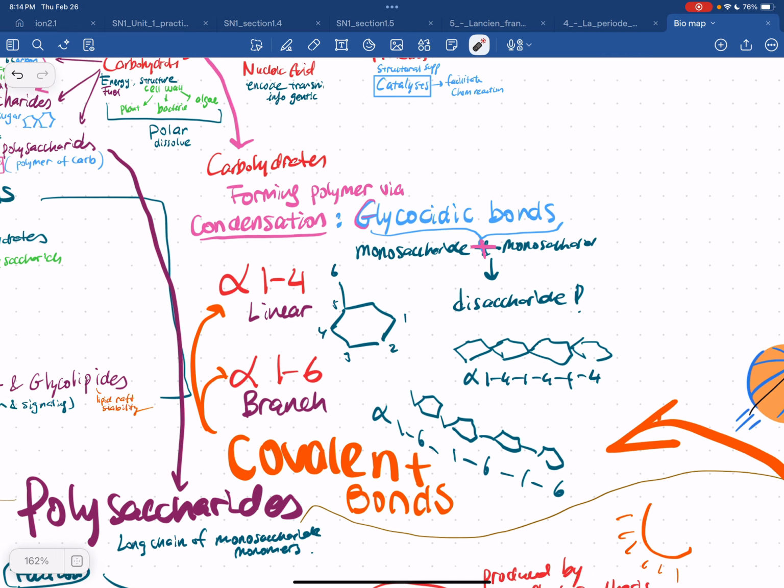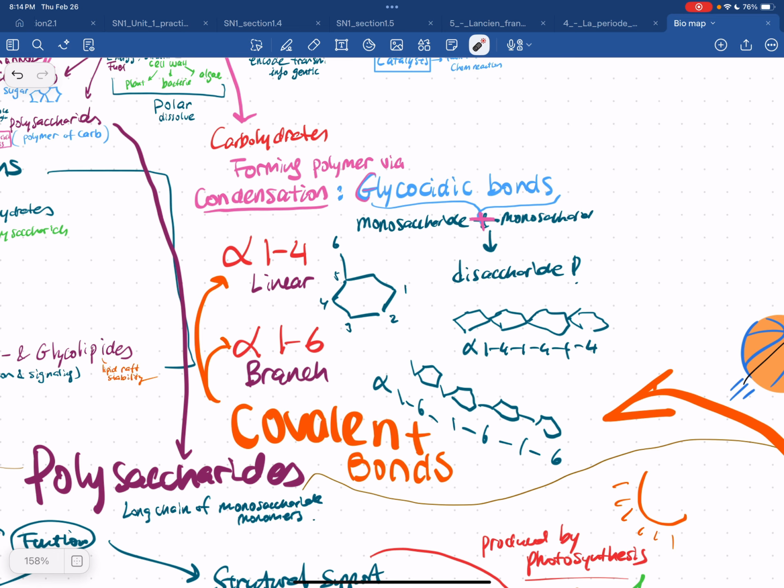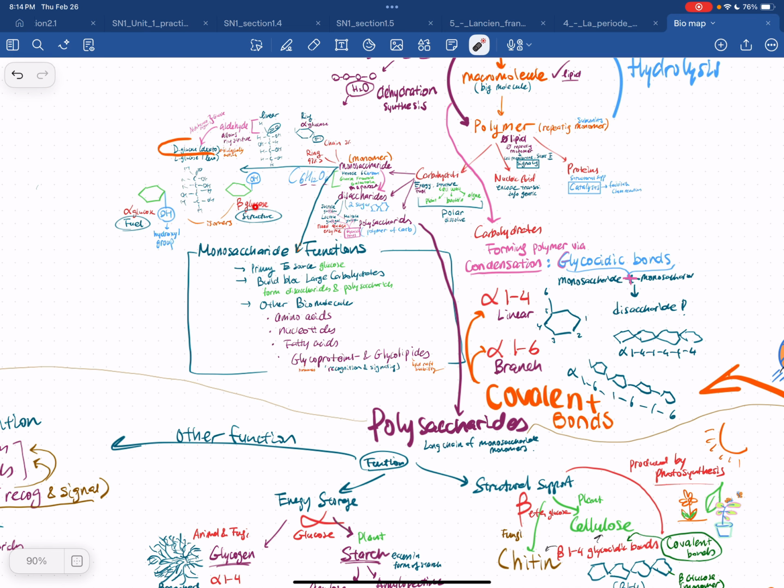So now let's talk about the bonds. Carbohydrates are made of these monomers of monosaccharides with glycosidic bonds. There are alpha 1,4 glycosidic bonds and alpha 1,6 glycosidic bonds. There are also beta bonds. We're going to talk about that later. So alpha is all about alpha sugar, of course, alpha glucose.